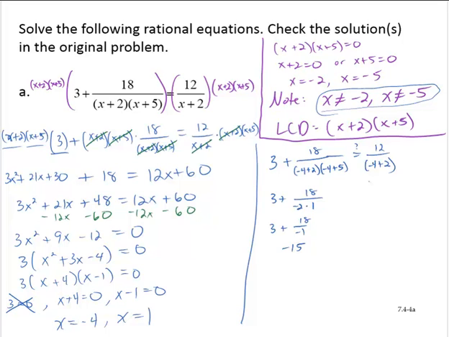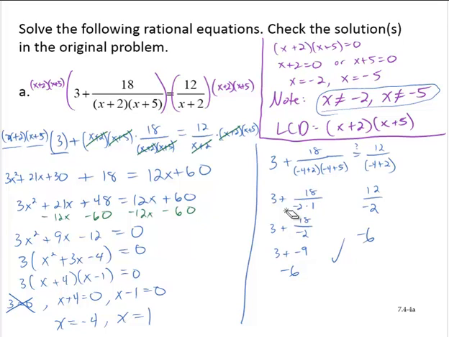Right-hand side. Oh, no, sorry about that. I made an error. That's 18 over negative 2 times 1, which is negative 9. So that's 3 plus negative 9, which is negative 6. On the right-hand side, we have 12 over negative 2, which is negative 6. So that checks out. All right, so we're confident about our first solution.